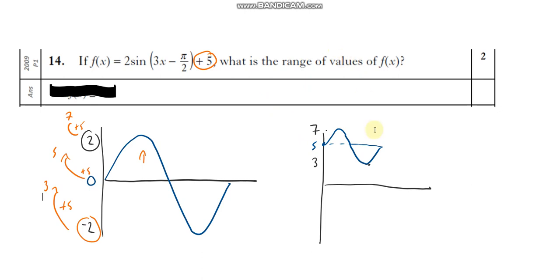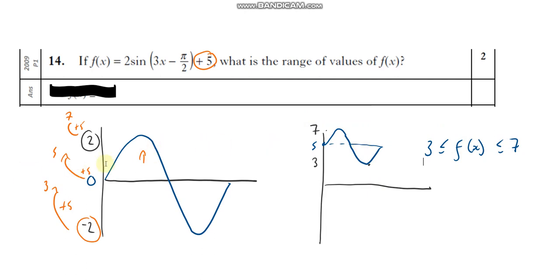So what's the range of values that we could have? Well, f of x could be anything in between 7 and 3, couldn't it? Anything in between 7 and 3. Not any lower than 3, not any higher than 7, so it's stuck between 7 and 3.